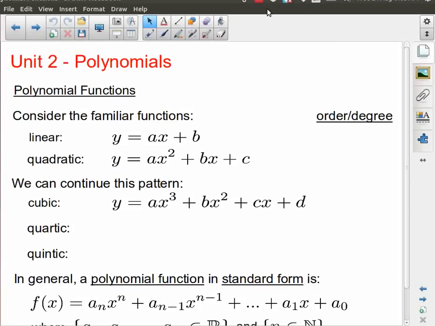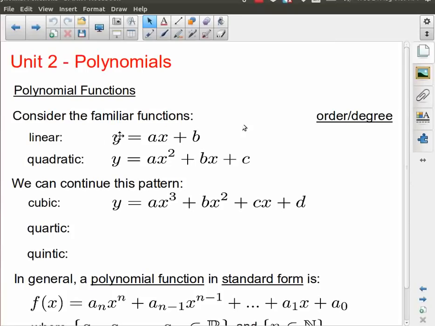Today's lesson is the beginning of a new unit, and that new unit is on polynomials. Something that you already have some familiarity with. Polynomials are something you've been dealing with essentially since you started looking at equations of straight lines. And we'll start with that.